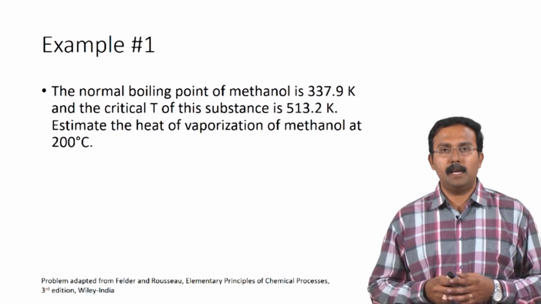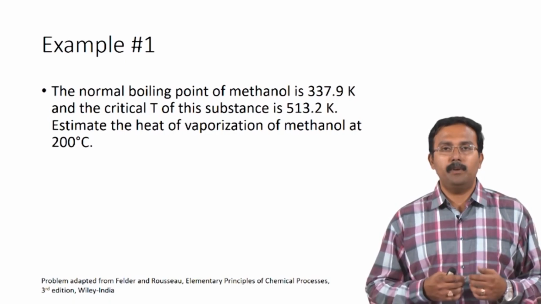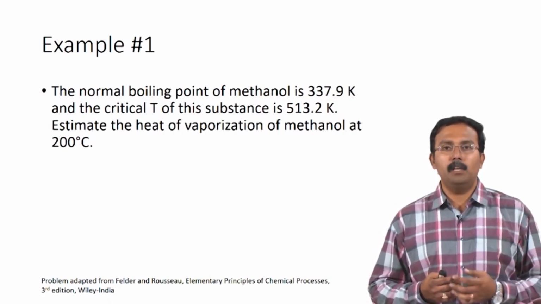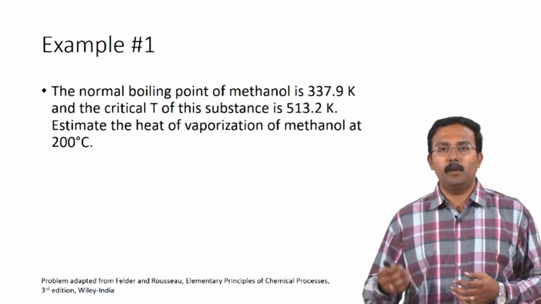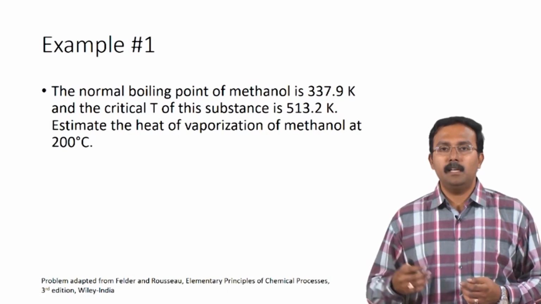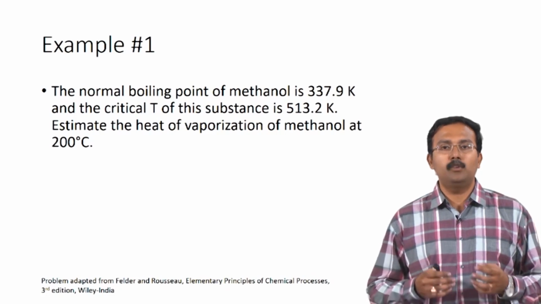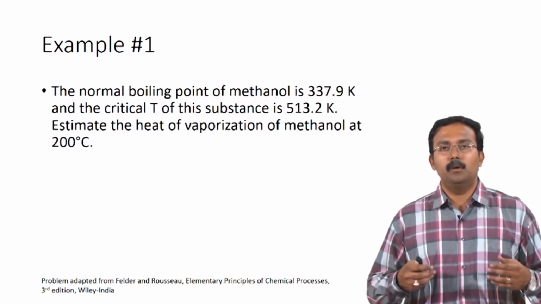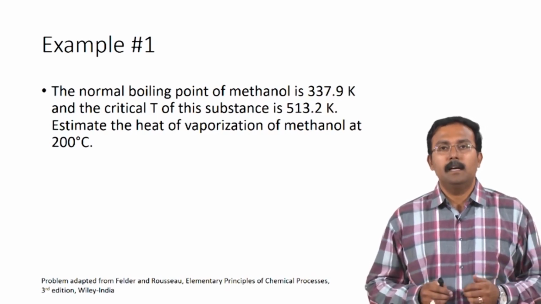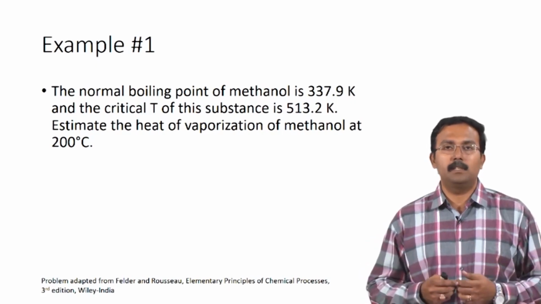Here are a couple of example problems where we will try and apply these equations to calculate the heat of vaporization or the heat of melting. The first example: the normal boiling point of methanol is 337.9 Kelvin and the critical temperature for this substance is 513.2 Kelvin. Estimate the heat of vaporization of methanol at 200 degrees Celsius. Now, what we have is the boiling point and the critical temperature only, and we have been asked to calculate a heat of vaporization at some temperature which is 200 degrees Celsius.